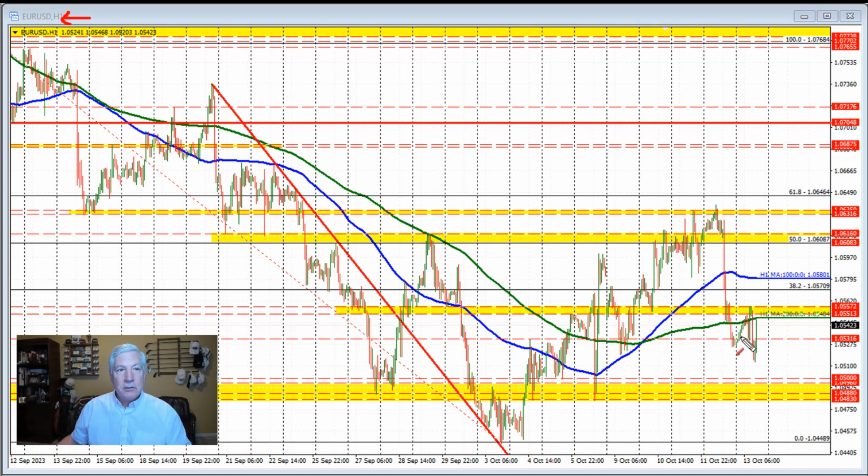And what we see in the price action trading here today is a rise in the Asian session into the European session, and a fall in the European session. Now we're seeing a rise back higher in the early North American session. So we have up and down trading action.